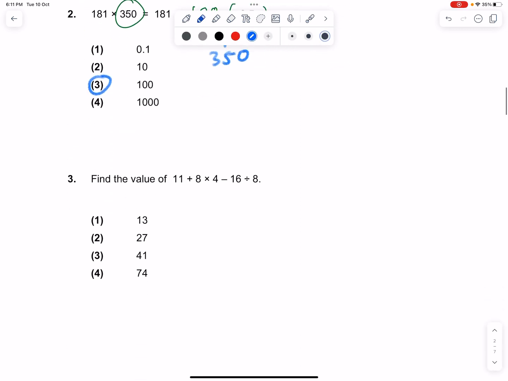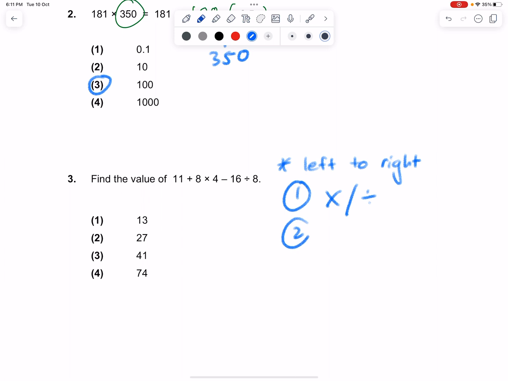Question number 3. To do this number operation, rule number 1 is always from left to right, like how you would read normally. Always remember that your first priority is multiplication and division, followed by subtraction or addition. In this case, from left to right, the first thing we should be doing is our multiplication.